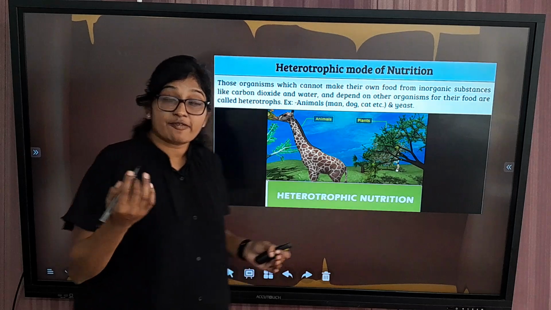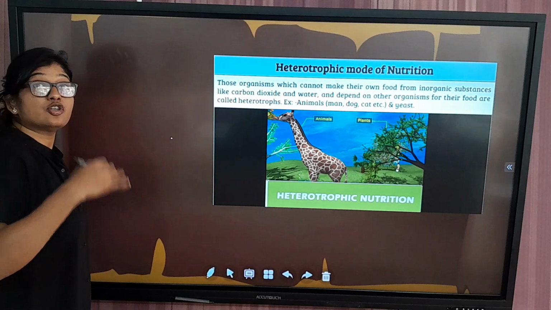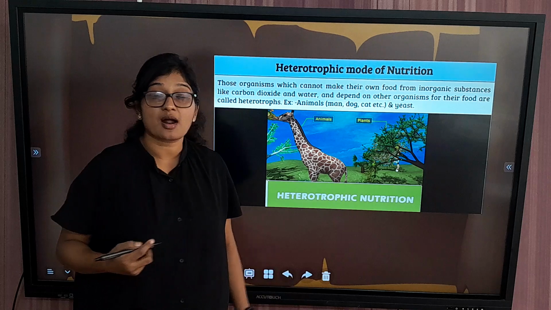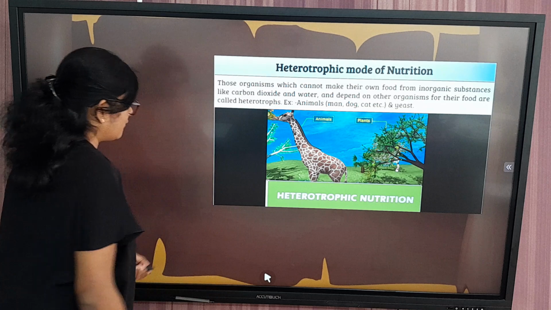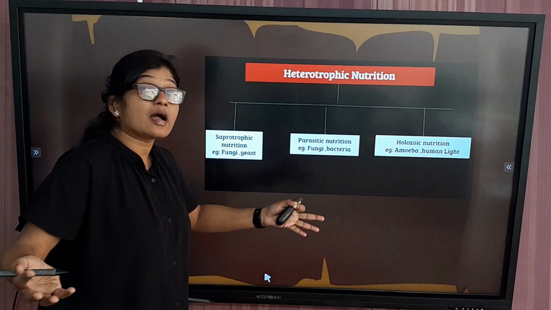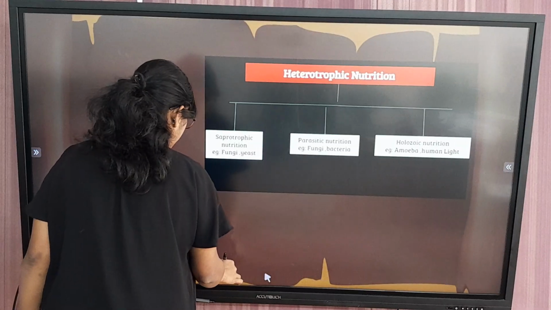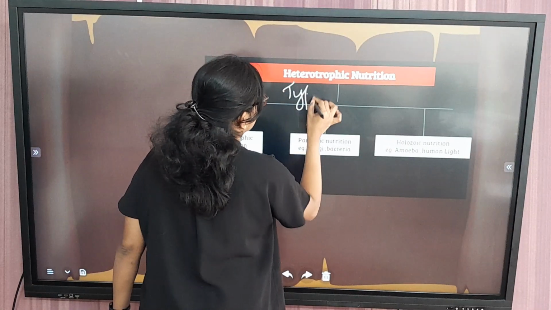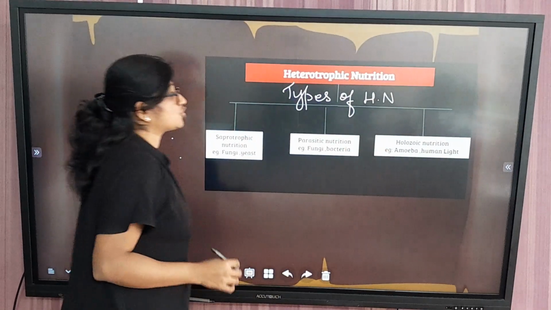Heterotrophic mode of nutrition. We have discussed this. Heterotrophic is taking nutrition from others, as you see, animals feeding on the plants. Understood? Now, under heterotrophic, there are 3 different kinds of nutrition. So what I am discussing is the types of heterotrophic nutrition. I put it as HN.